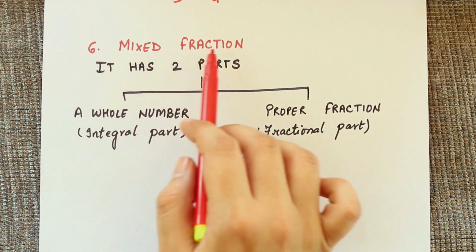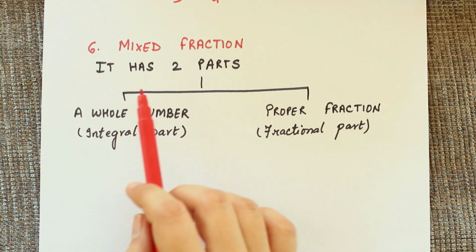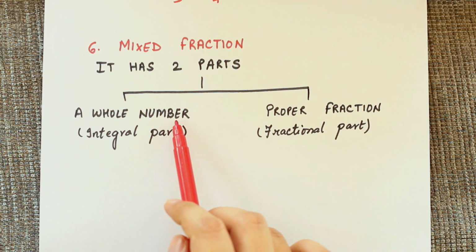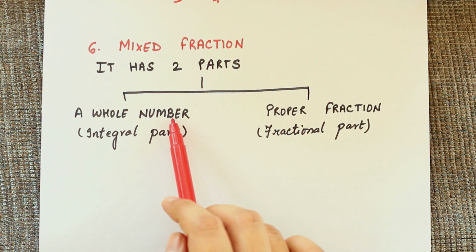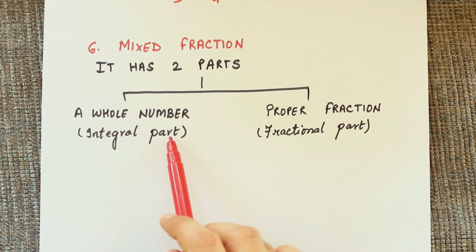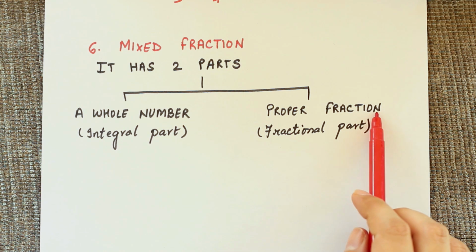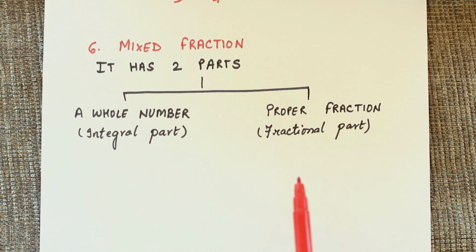Sixth one is mixed fraction. Mixed fraction has two parts. The first one is the whole number, and this whole number is also known as the integral part. And the second part is the proper fraction, which is also known as the fractional part.